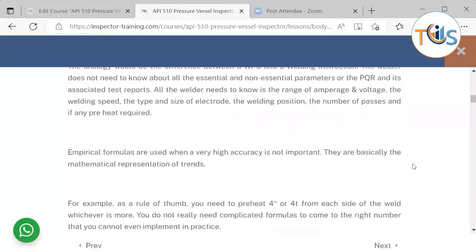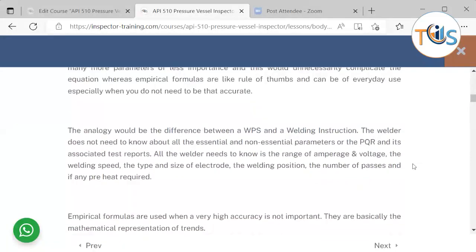So the analogy would be like a WPS, welding procedure specification, and welding instruction. The welder does not need to know about all the essential, non-essential parameters or the PQR and its associated reports. All the welder needs to know is the range of amperage and voltage, the welding speed, type and size of electrode, welding position, number of passes, and if any preheat is required. As long as he knows this and how to apply them, that's good enough.